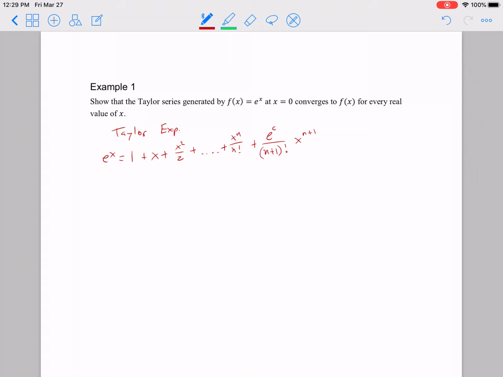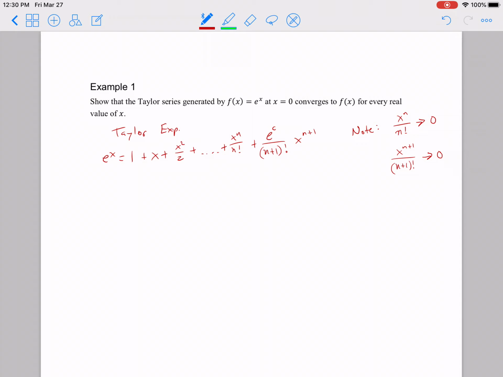And one of the things you need to remember, this was from back in chapter 1, or not chapter 1, section 1 or 2: x to the n over n factorial will go to 0, which means that x to the n plus 1 over n plus 1 factorial will go to 0. So keep that in mind here. As n goes to infinity, that'll happen.